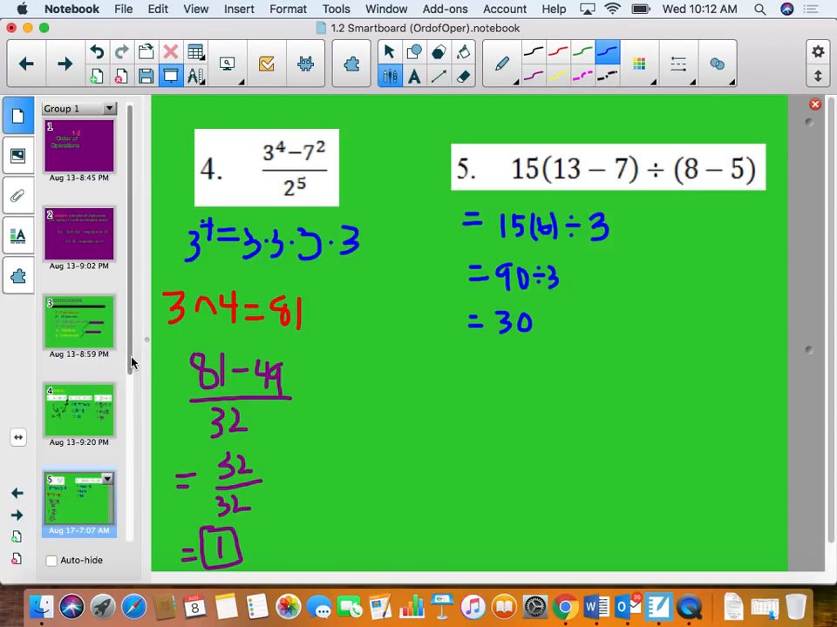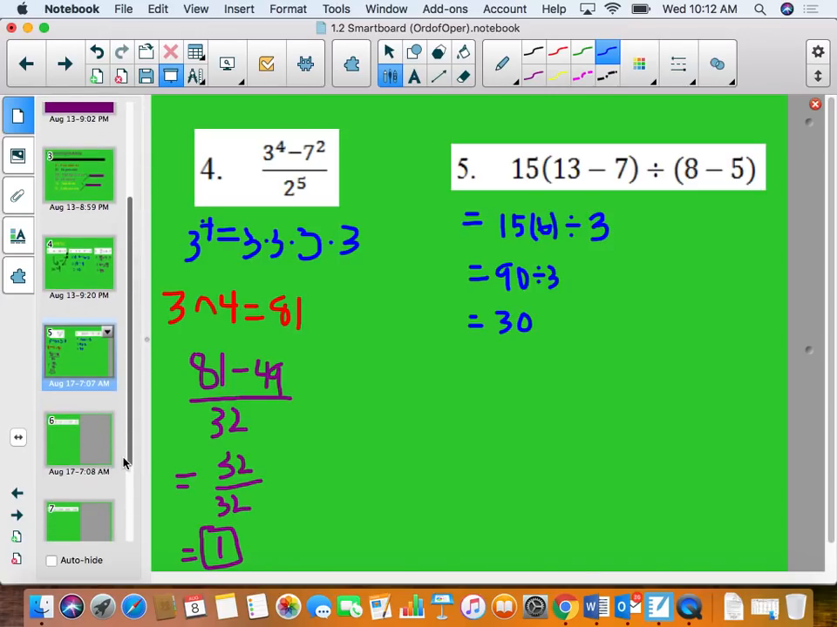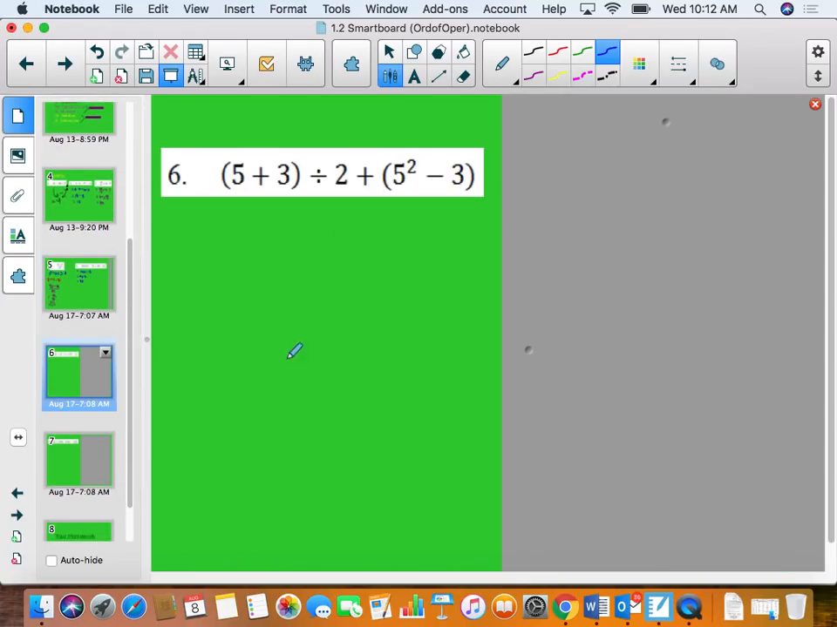Moving on, we have just a few more examples to work through. On this one here, again, I'm going to start with parentheses. That's always my first step in order of operations. So in my first set of parentheses, I have 5 plus 3. So that's going to give me 8. And then divided by, and I'm trying to work my way to the second set of parentheses here. So everything else at this point is going to stay the same.